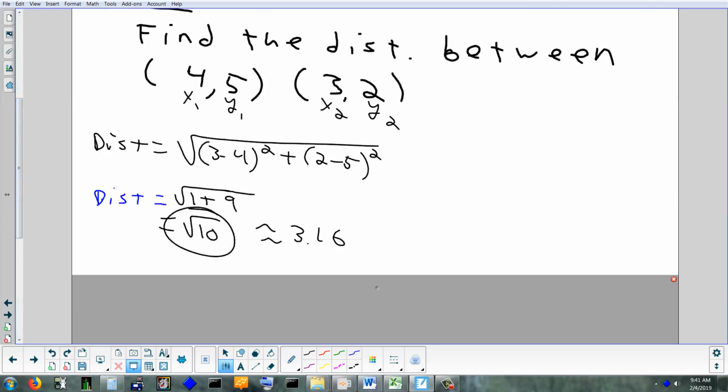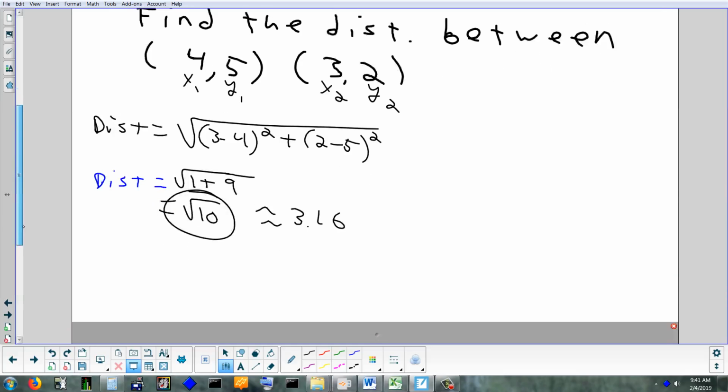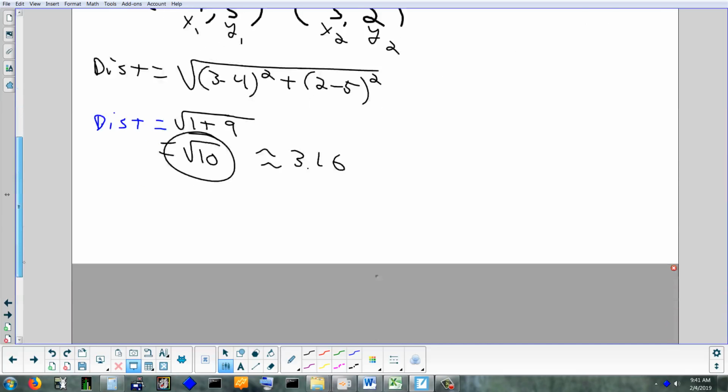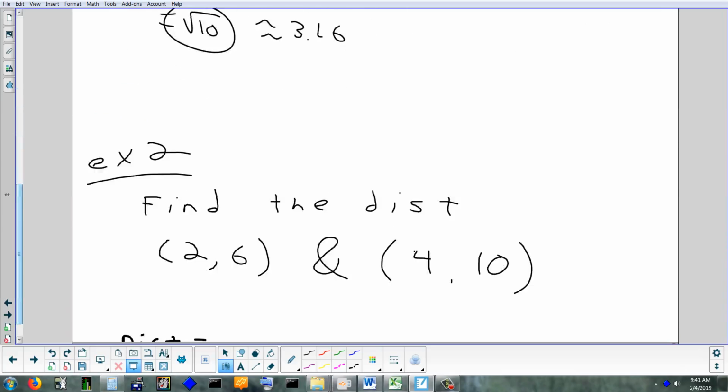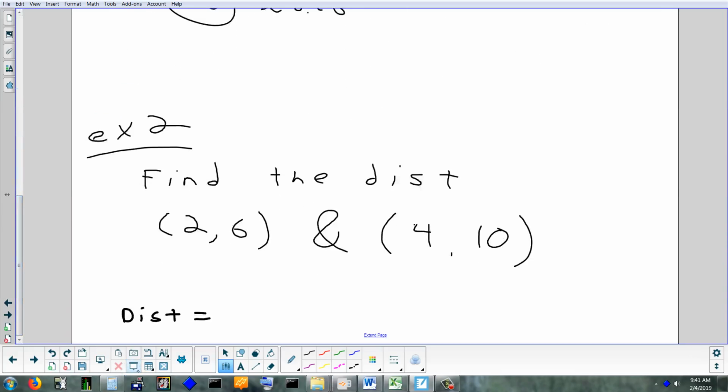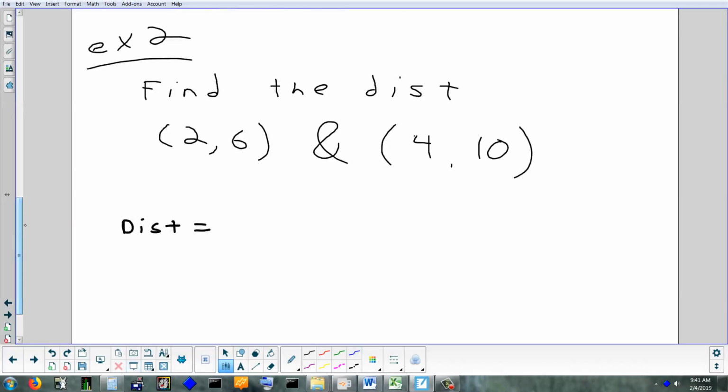On the test, it will be clear whether or not they want a decimal. It'll say in the directions. If it doesn't say in the directions and it's a multiple choice question, then obviously you just look at the multiple choices and see, do they have decimals or do they have square roots? Circle the right one. Okay, questions on that? All right, let's look at one more distance problem. Okay, sometimes what I do before I even put numbers in is I do all of this.